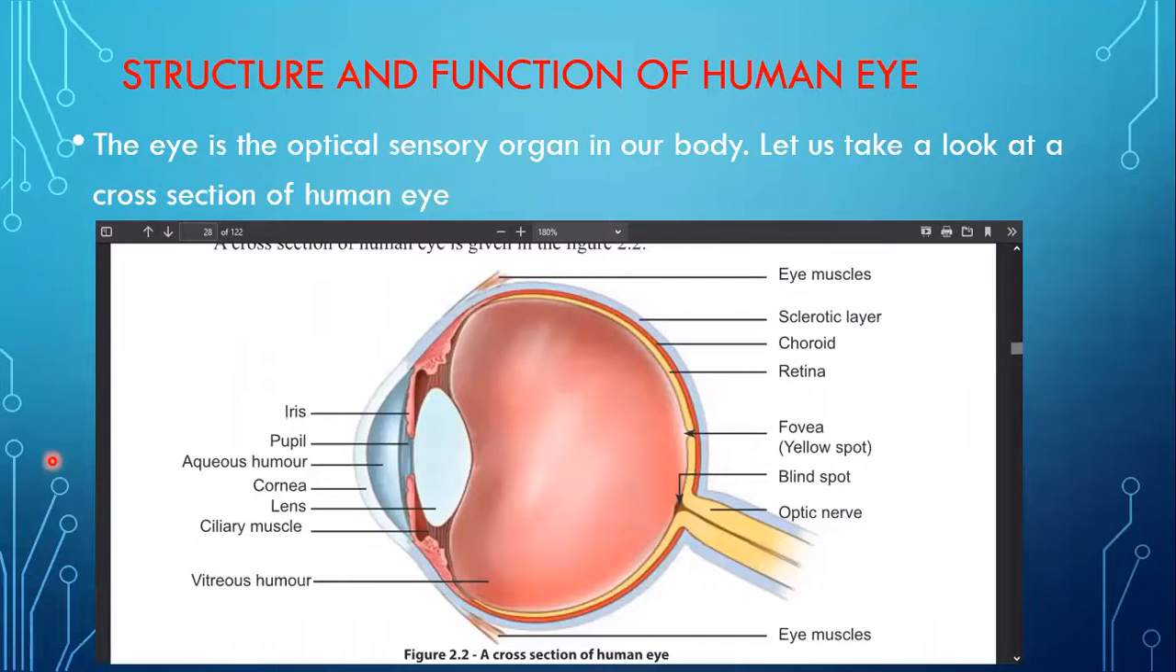Structure and function of the human eye. The eye is the optical sensory organ in our body. Let us take a look at the cross section of the human eye. Let's name them: eye muscle, sclerotic layer, choroid, retina, fovea or yellow spot, blind spot, optic nerve, vitreous humor, ciliary muscle, lens, cornea, aqueous humor, pupil, iris.